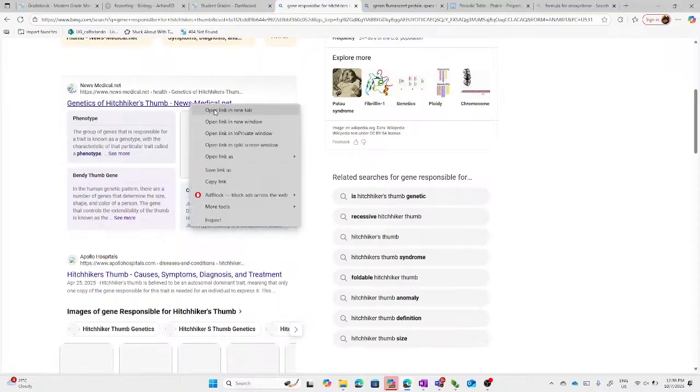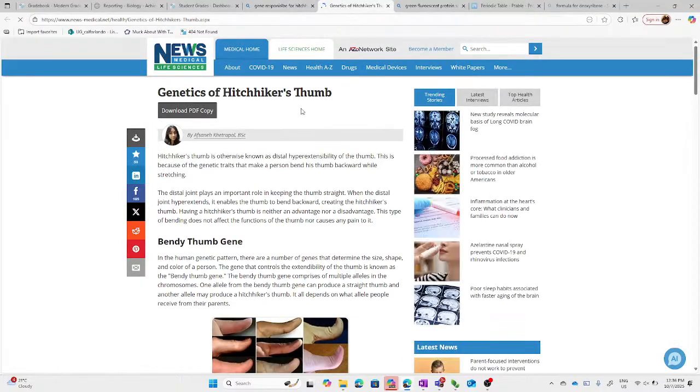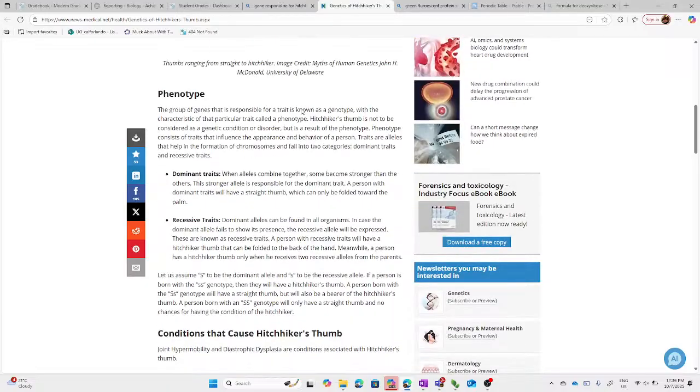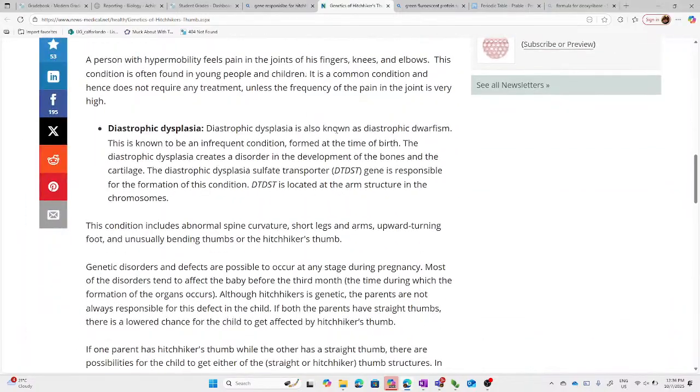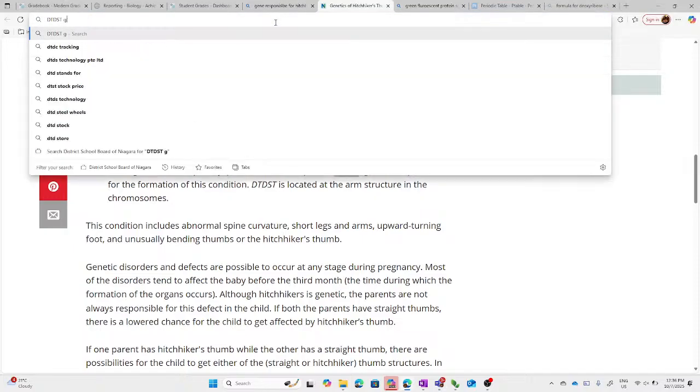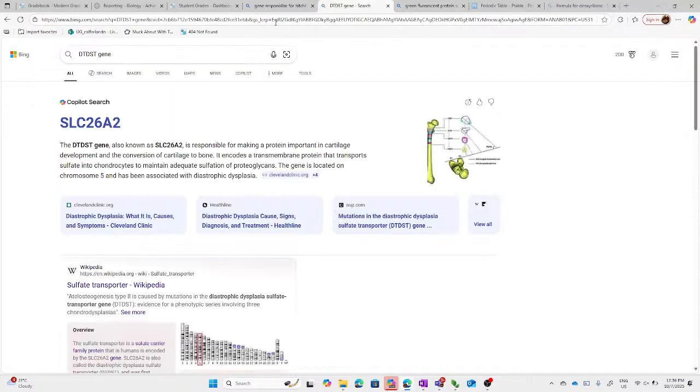Well, that's great. I want to know the actual name of the gene, though. Give me the name. There it is. The gene responsible is the diastrophic dysplasia sulfate transporter gene. All right? That's a gene that humans have. SLC26A2 is the gene. All right?